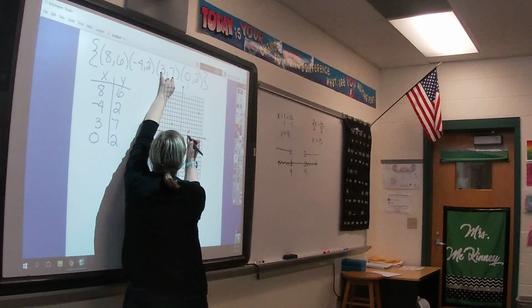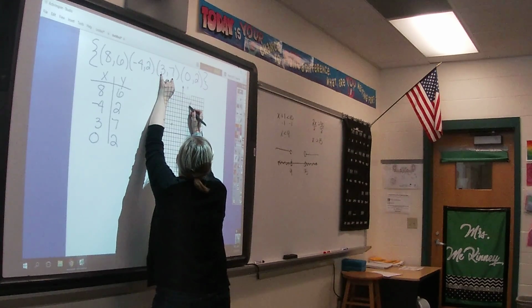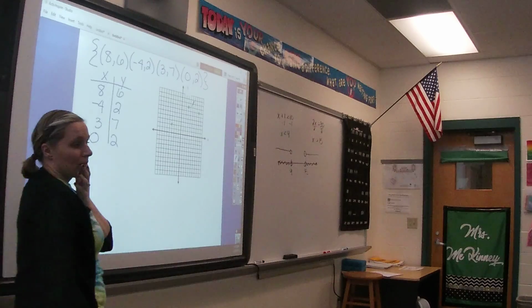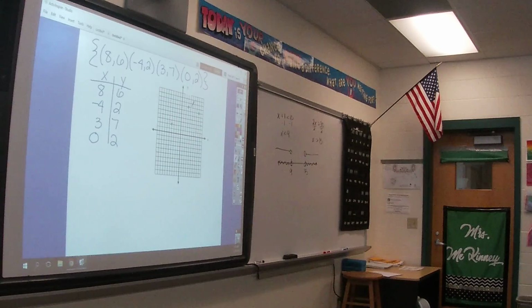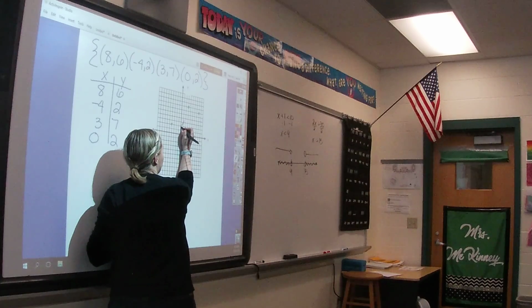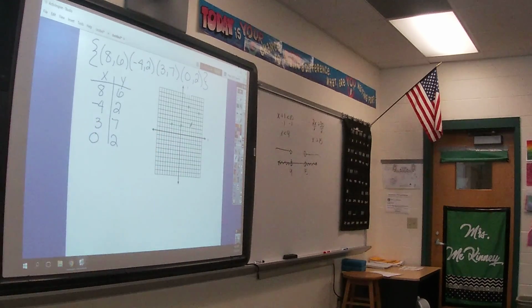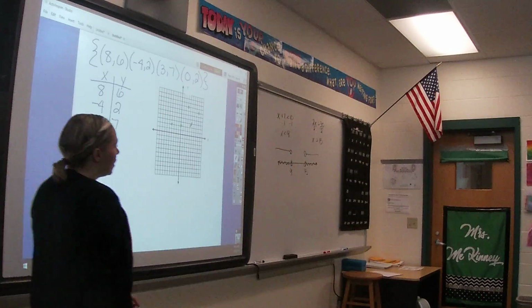Over 3. Up 7. Zero, 2 says don't go anywhere right and left, but then go up 2. Hopefully those 3 things you're just like, yes, this makes sense. I've seen this before. I can do that. That's fine. Okay, the mapping again might be the one that's a little bit weird.